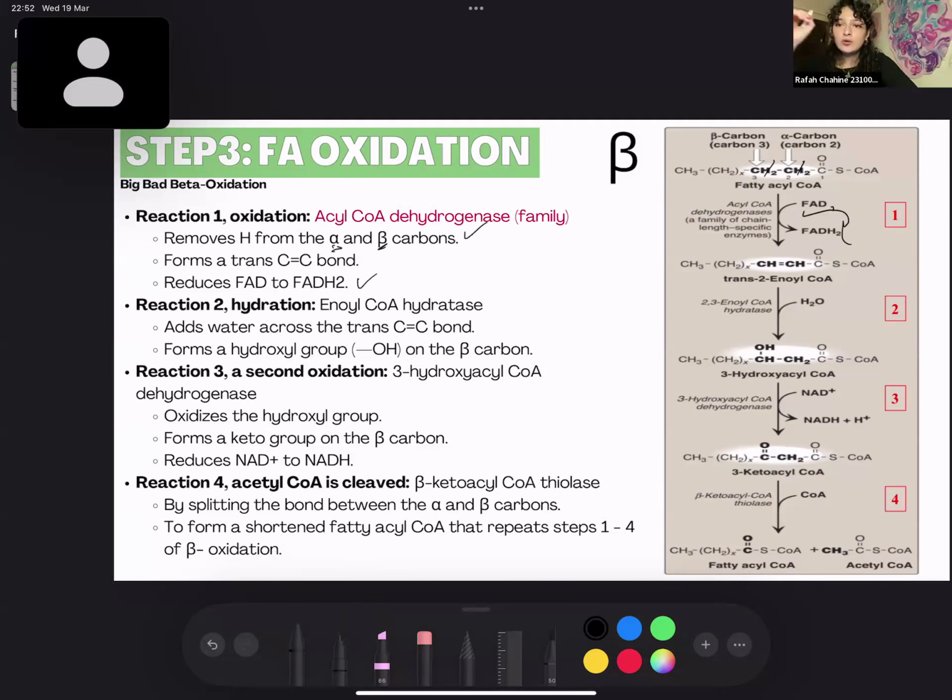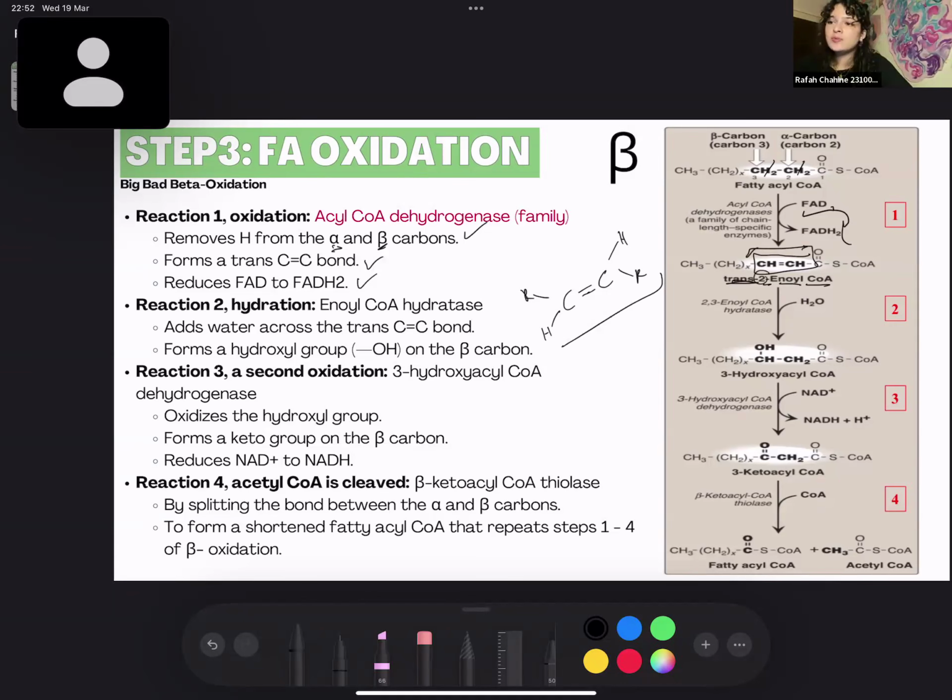Now, the third thing that it does is that it forms a trans-carbon-carbon bond. What this means is that we have these two carbons that are double bonded to each other, but what makes them trans is that their constituents are flipped. So it will be like this. So this is what finally makes the trans-2-enoyl-CoA. Trans because of this trans carbon that we have over here.